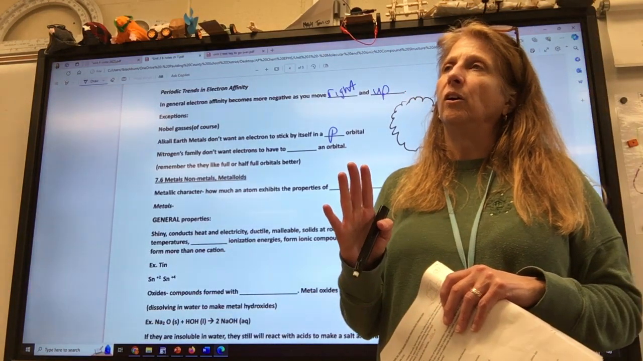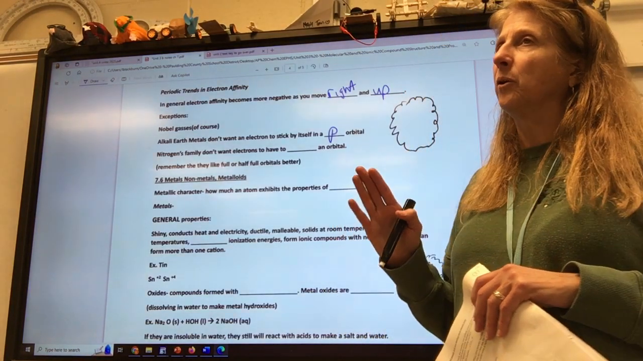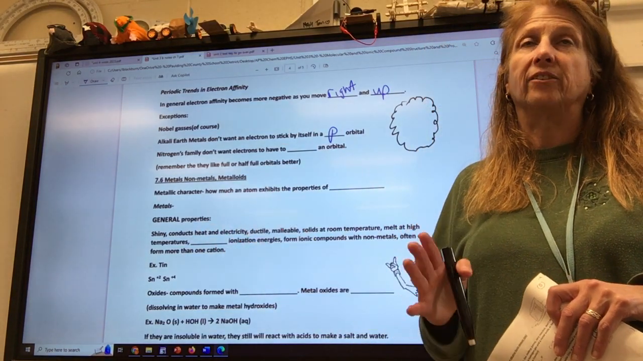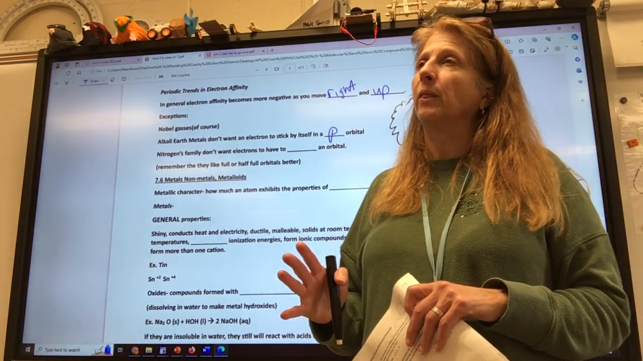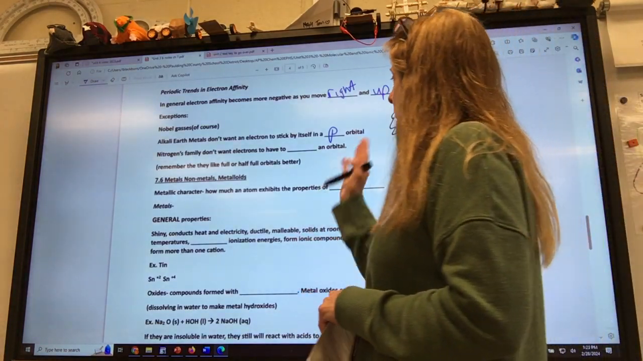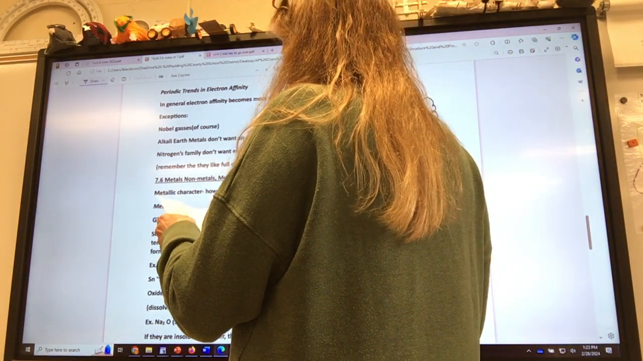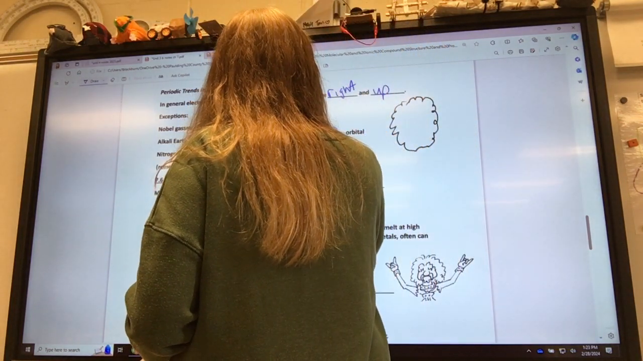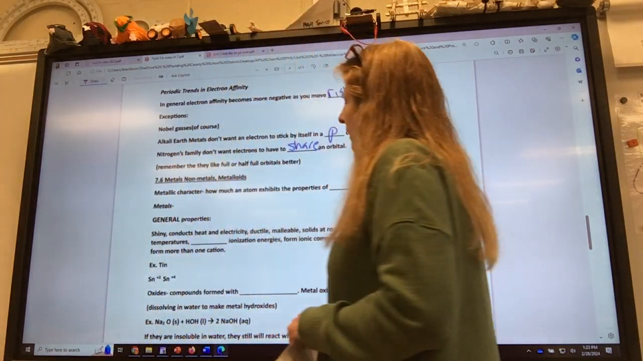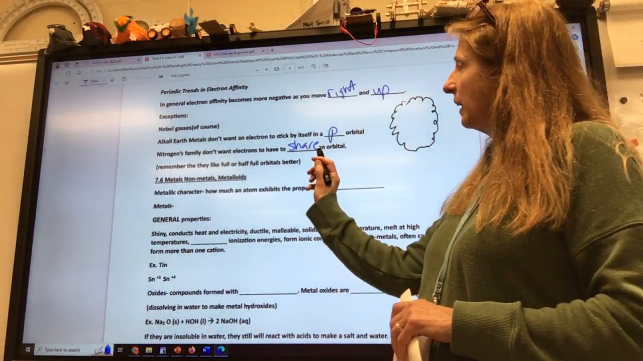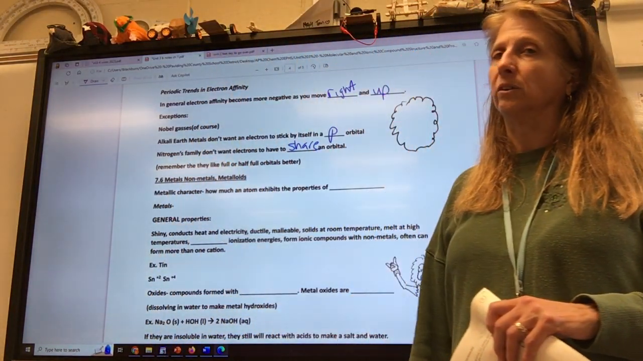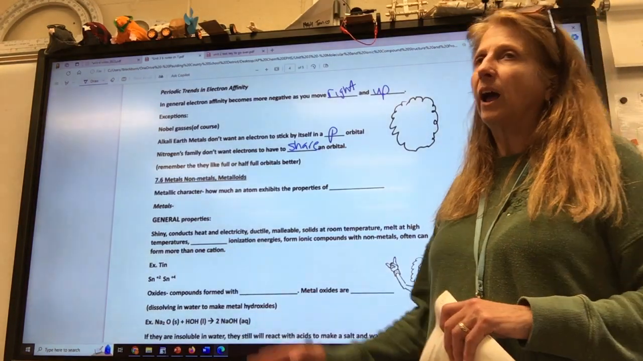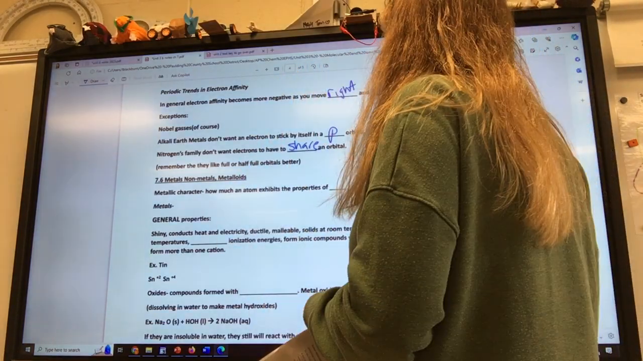So instead of getting more negative as you go across, it doesn't. Okay, so think about that. You can sort of imagine it there. Nitrogen's family don't want electrons to have to share an orbital, so they are not wanting an electron that much either. They like full or half full better. So as you do some problems, you'll apply this, it'll make more sense.